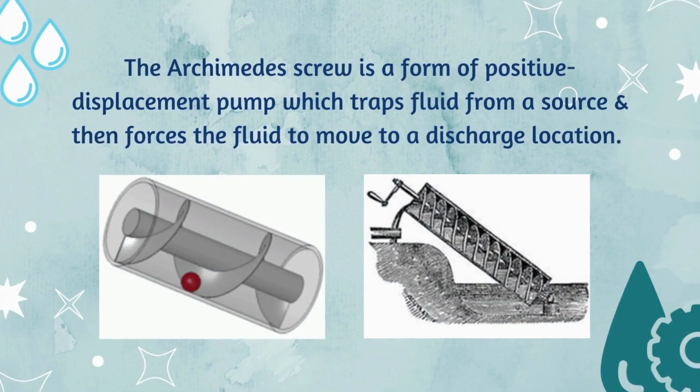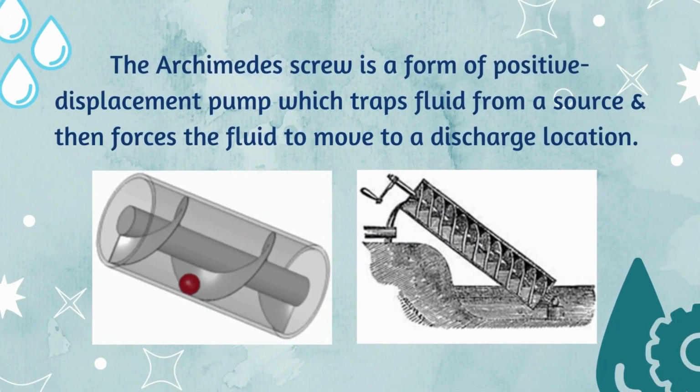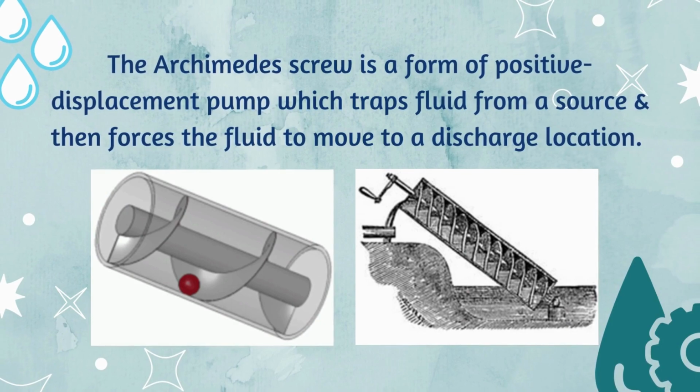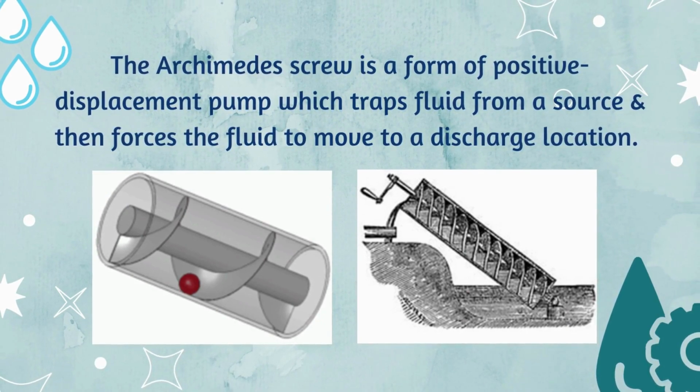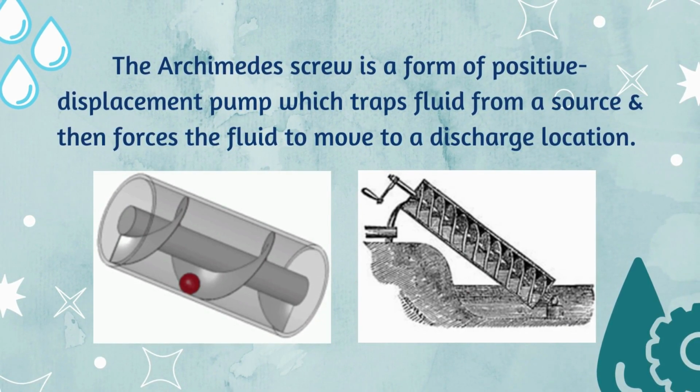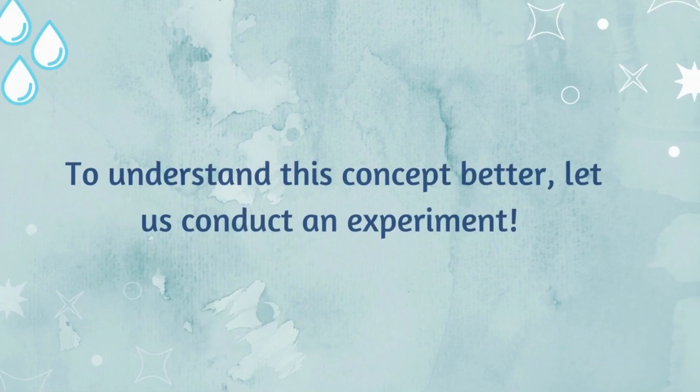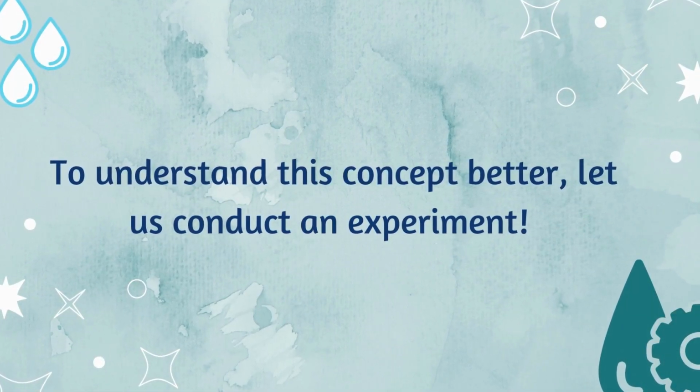The Archimedes screw is a form of positive displacement pump which traps fluid from a source and then forces the fluid to move to a discharge location. To understand this concept better, let us conduct an experiment.